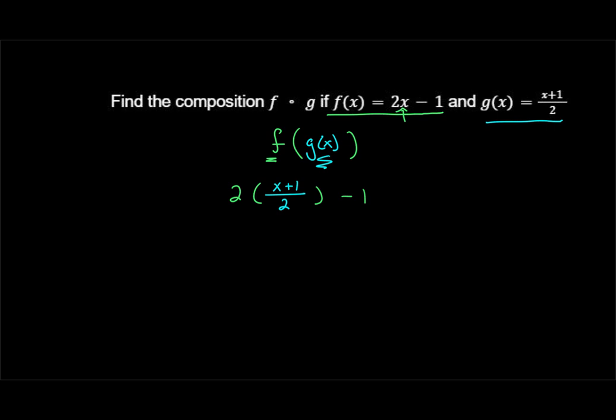But I have a fraction times 2. 2 as a fraction is 2 over 1, and we have a 2 on top, 2 on the bottom. They'll cancel out, leaving us with x plus 1, and our minus 1 on the outside of parentheses dropping down. Then combine like terms, 1's cancel out, and we get x.